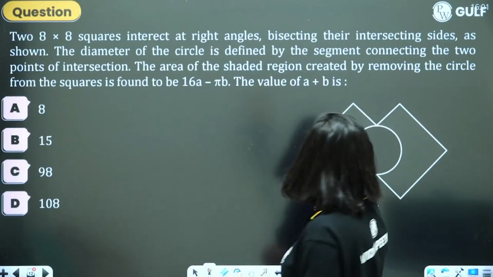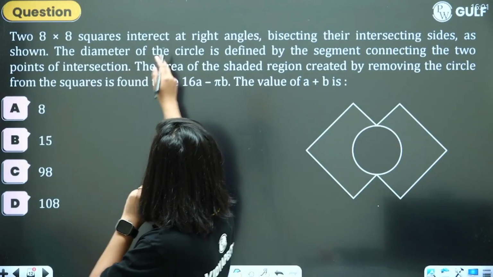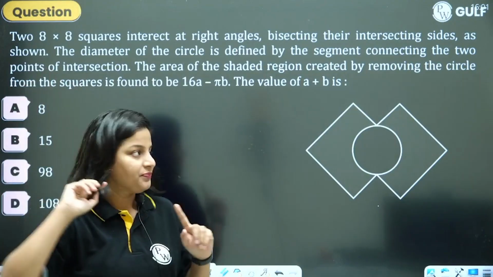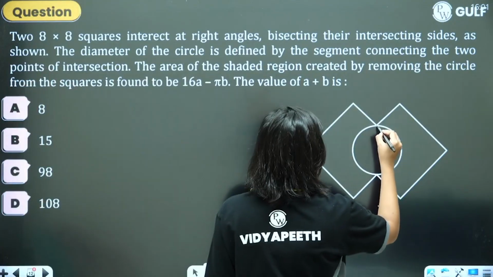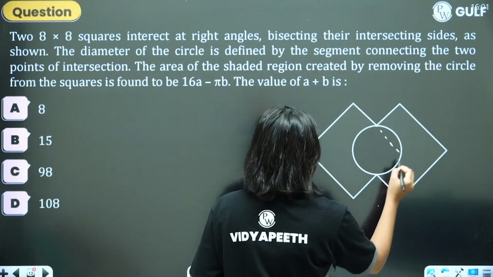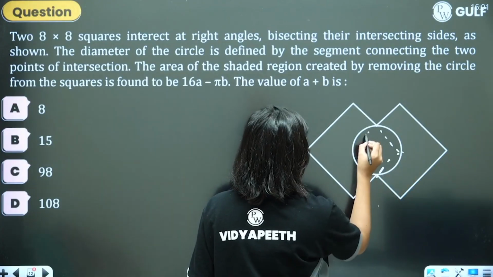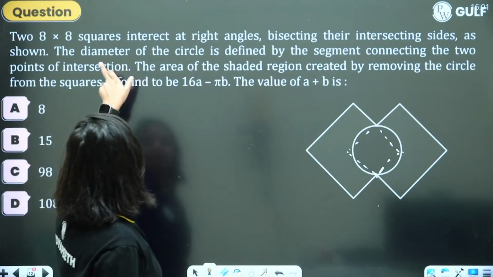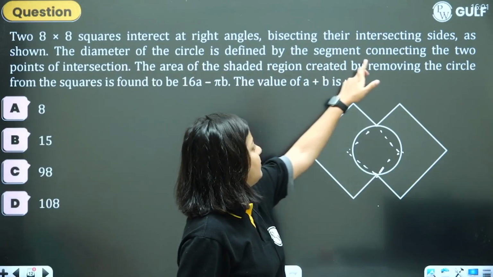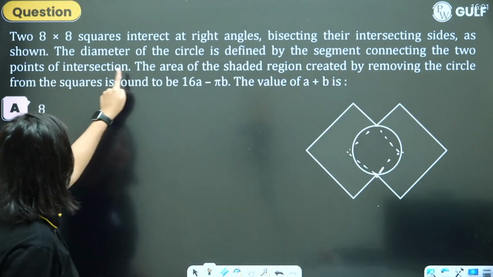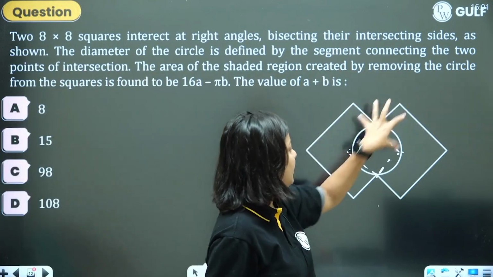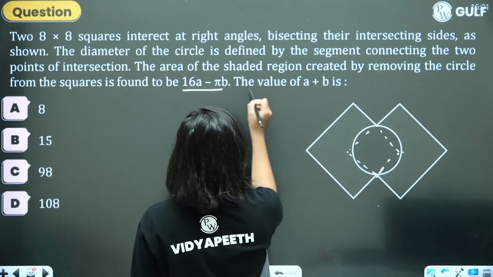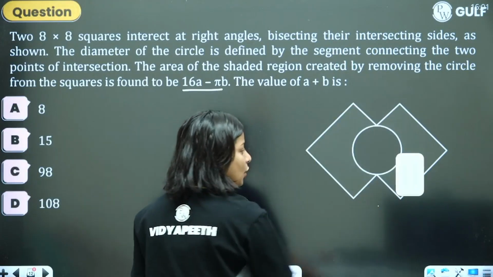Two 8 by 8 squares intersect at right angles, bisecting their intersecting sides as shown. So these two triangles are actually bisecting. I'm just extrapolating for your understanding. It's behind the circle. The diameter of the circle is defined by the segment connecting the 2 points of intersection. The area of the shaded region created by removing the circle from the square is found to be 16a minus pi b. Then what is the value of a plus b?